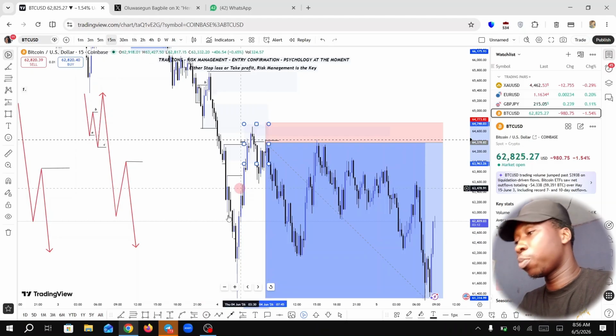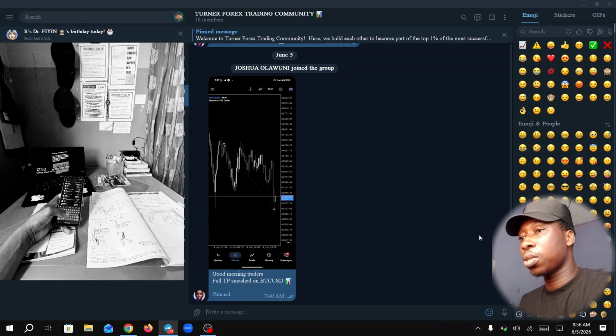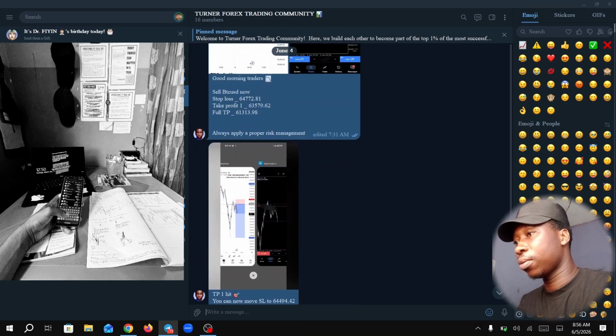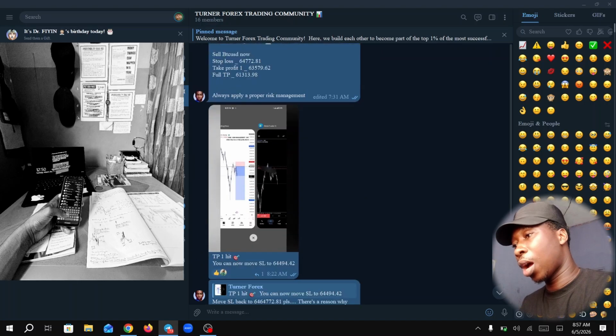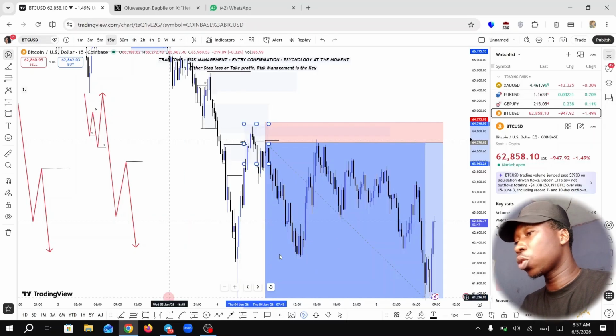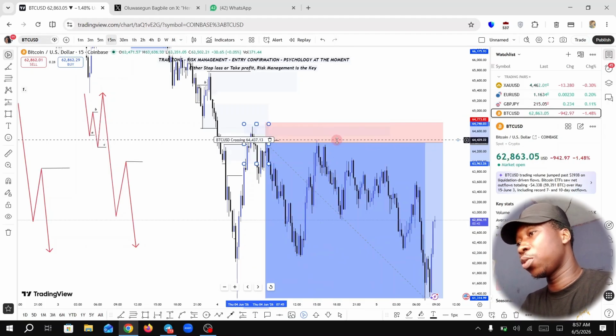So I use a double break of structure, and as you can see, I shared it with my Telegram channel right here. As you can see, I said good morning traders, sell BTC USD now, and then boom, stop loss, take profit, one take profit. So how I marked down my first take profit and how I marked down my second take profit are things I will be explaining to you right here, and also I will be explaining what happened, what caused this reversal back to this upside. In this video you will get to understand when and where to move your SL to BE.